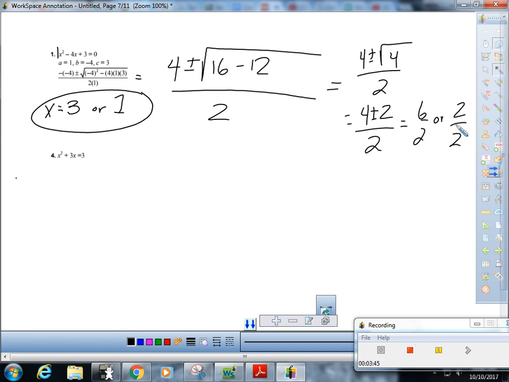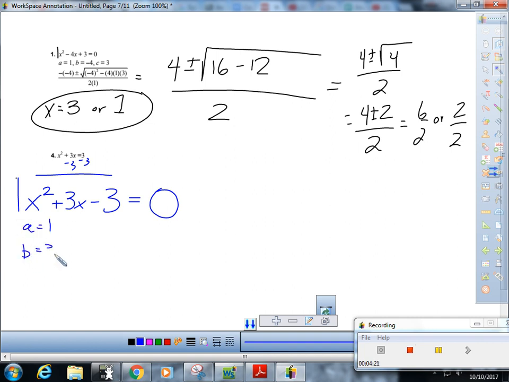Okay, now, this one isn't nearly as easy, so we will go slower because it's not written out for us. This is not in the form ax squared plus bx plus c equals 0. You got to set it equal to 0. So, subtract 3 from both sides, and you get x squared plus 3x minus 3 equals 0. Notice that there is a 1 in front of there that you can't see. So a equals 1, b equals 3, c equals negative 3.